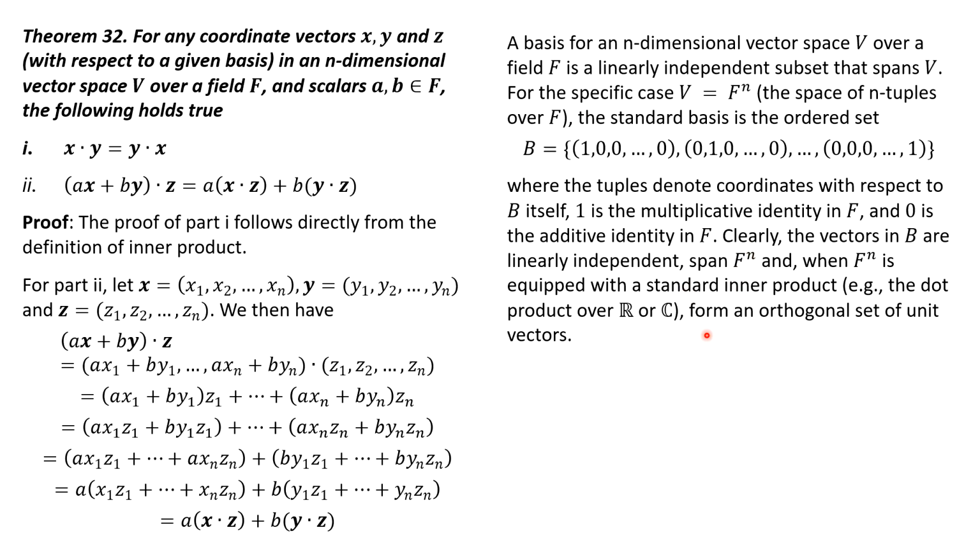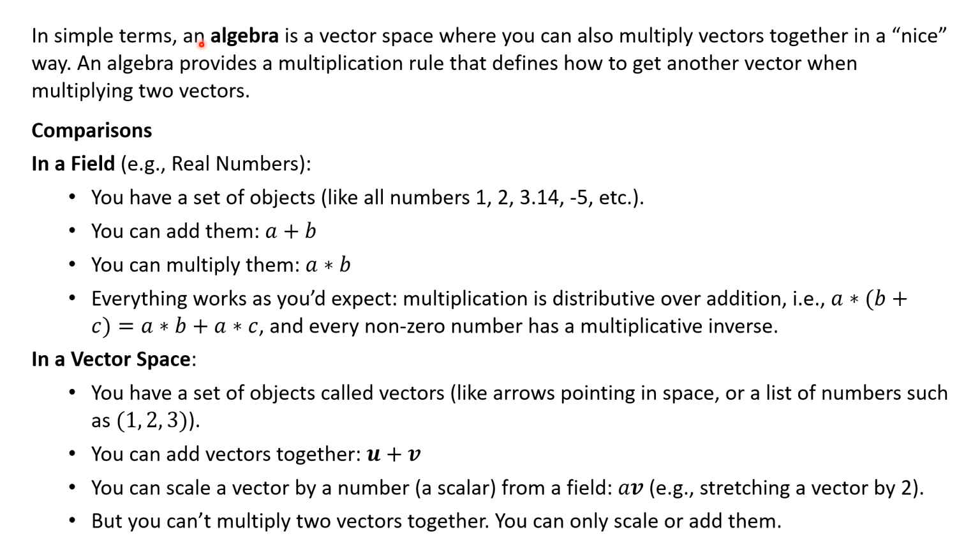Okay, so that was the last slide I have in this lesson concerning vector spaces. I have a few more slides on something called an algebra, and I'll talk about that following this slide. An algebra is a vector space where you can also multiply vectors together in a nice way, which I'll describe in the next slide, what nice means. An algebra provides a multiplication rule that defines how to get another vector when multiplying two vectors.